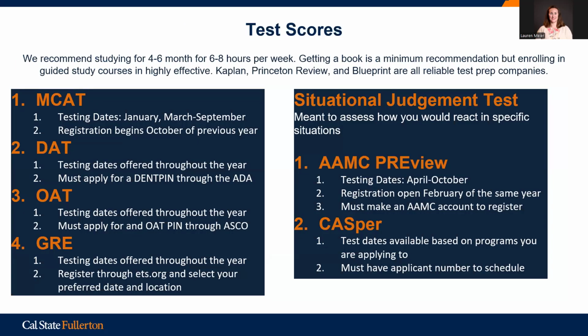In addition to these prerequisite courses, there are also a handful of tests that you may need to take depending on your track. For any of the academic tests, we do recommend studying for 4 to 6 months for roughly 6 to 8 hours per week. Getting a book is usually a minimum recommendation.